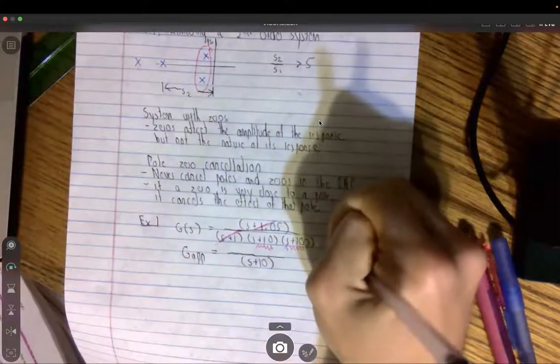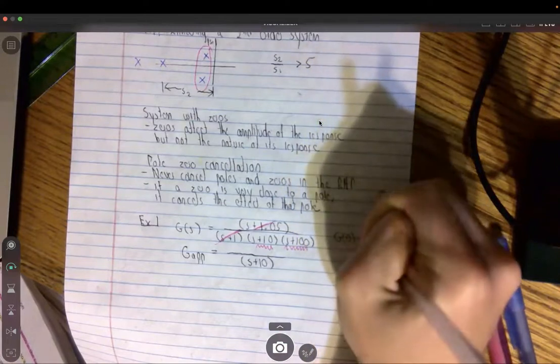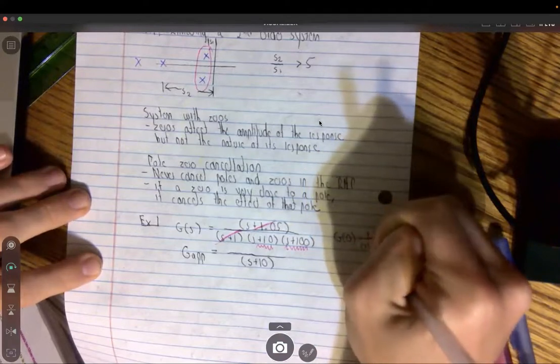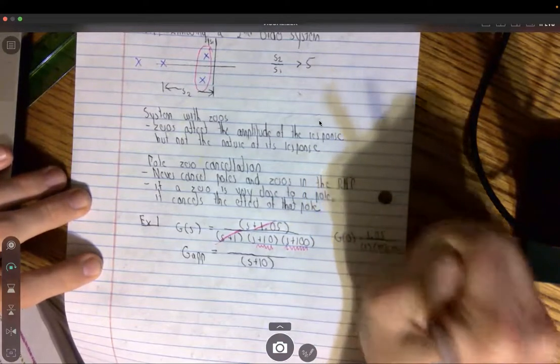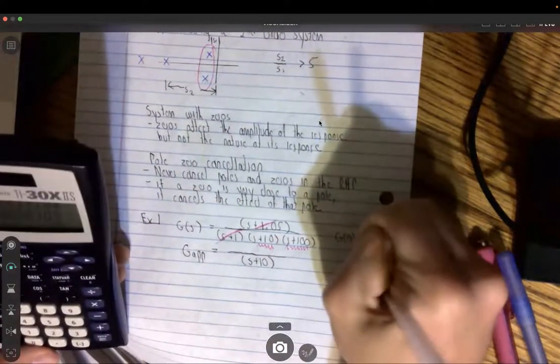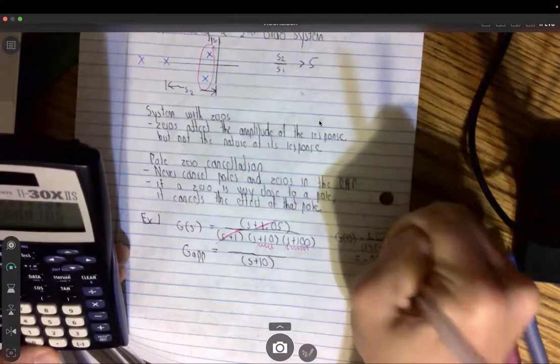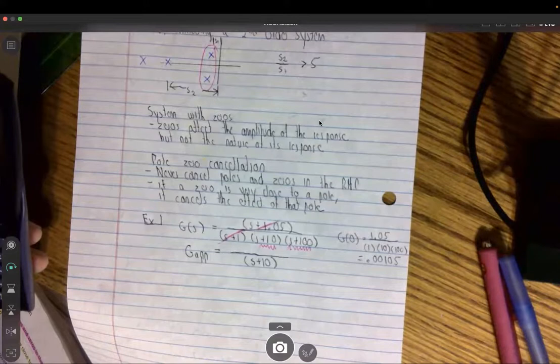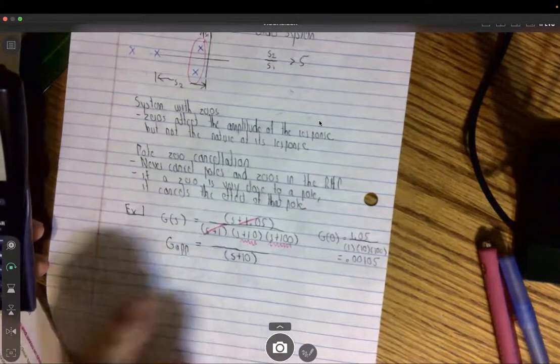What was the DC gain up here? G of 0 was 1.05 all over 1 times 10 times 100. And so that was 1.05 divided by 1 times 100. It was approximately 0.00105.